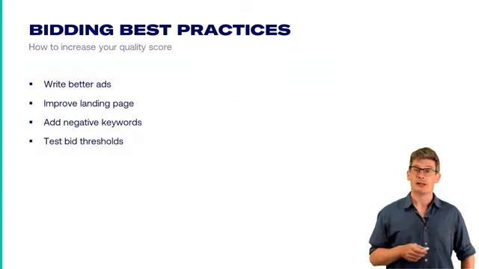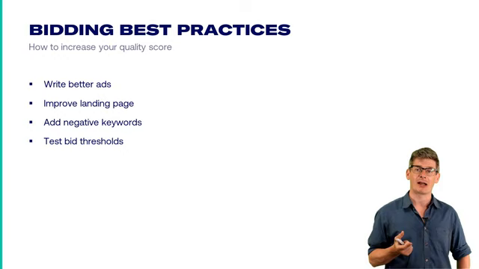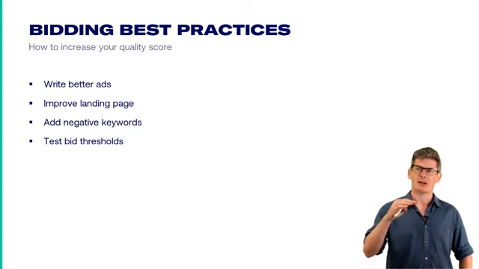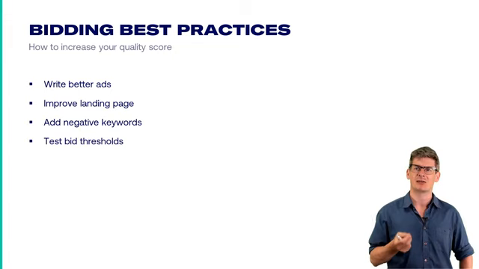Linked very closely to your bidding strategy is your quality score. Again, quality score comes in again and again. So you always want to have a high quality score because it makes your bidding strategy more effective. Some top line points for improving your quality score would be to write better ads, to refine the type of traffic you're getting by adding negative keywords, to improve your landing page as always, and to test those bid thresholds. So increase your bids by a couple of cents for a few days, or reduce by a couple of cents for a few days, up and down, and test those bid thresholds to see what your impression share looks like over time.